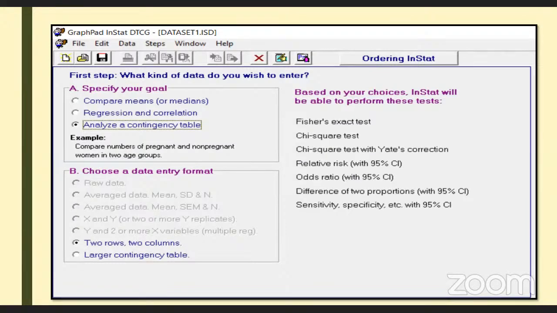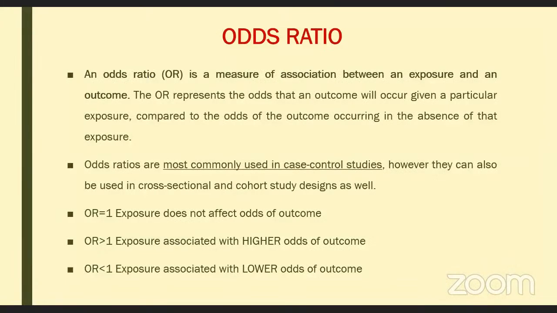See, statistical software, computers in general, are obedient servants. What is required is that you apply your logic and your knowledge to select the test. If you go wrong in selecting the test, the study result would not be valid, right? Or the generalization would not be valid. I'll take a few things which you can use for your studies.